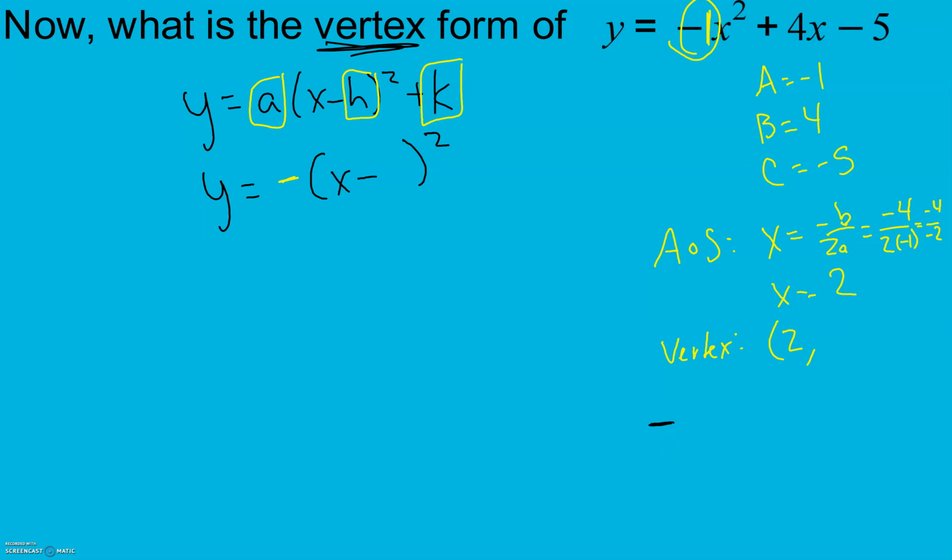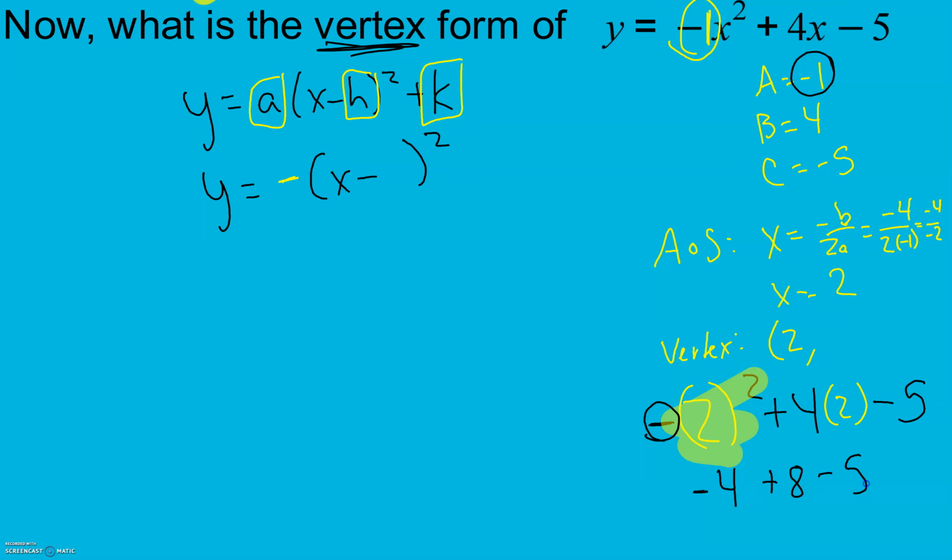So I have negative 2 squared plus 4 times 2 minus 5. And this part right here, guys, be very careful about. We square first and then multiply by the negative. It's like a negative 1. We said a was negative 1. So exponent first. 2 squared is 4. Then we bring down the negative. And I get negative 1.